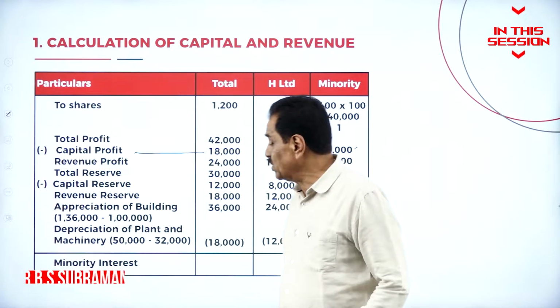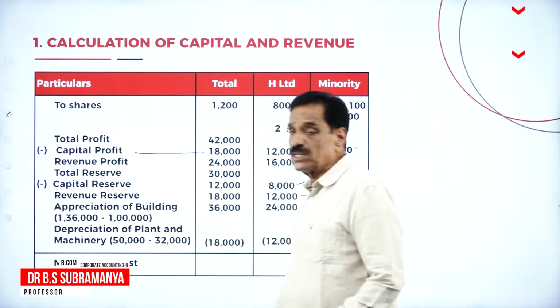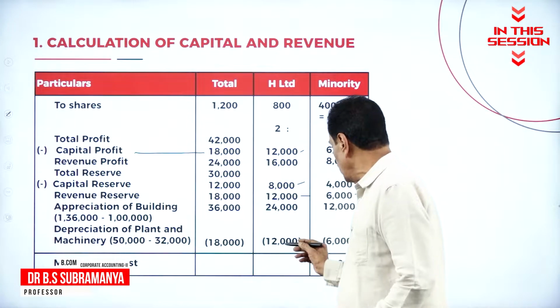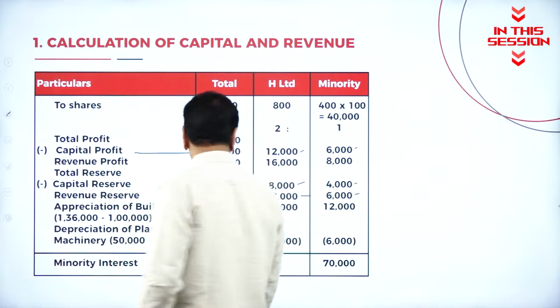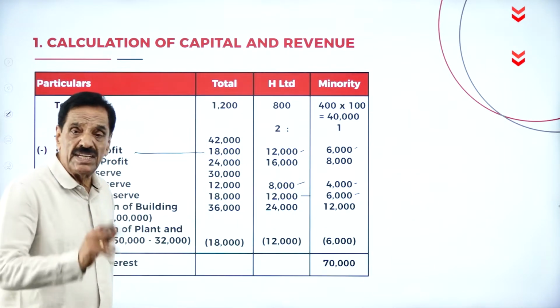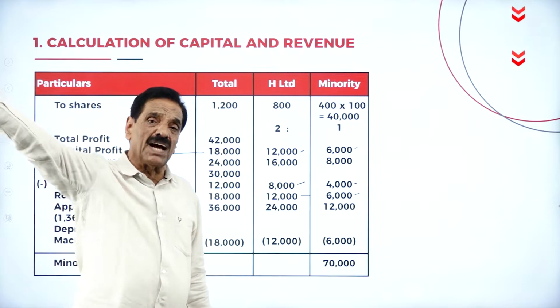There was a depreciation of machinery. 50,000 becomes 32,000, becomes 18,000, 12,000, 6,000. The minority interest goes to 70,000. That will come on the liability side of the balance sheet.